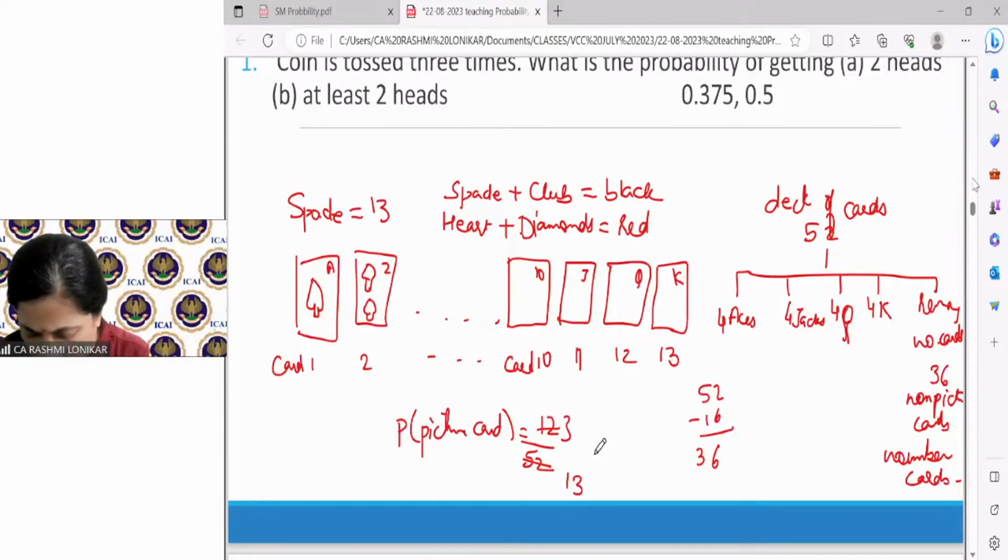No, ace is not a face card. Chanchal, you like my teaching? Yes, Nadia, perfectly. No, no, 4 aces. 12 cards are picture cards, not the aces. Yes, total are picture cards: 4 jacks, 4 queens, and 4 kings. Very good. And 13 are non-picture cards. Excellent. Great revision.